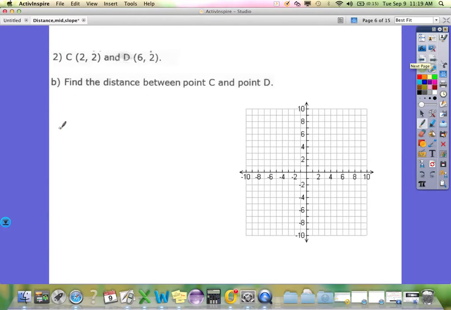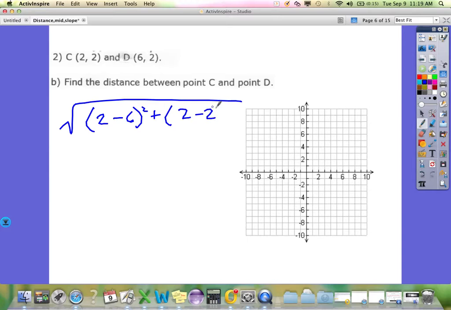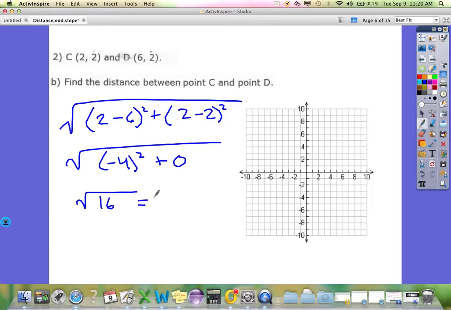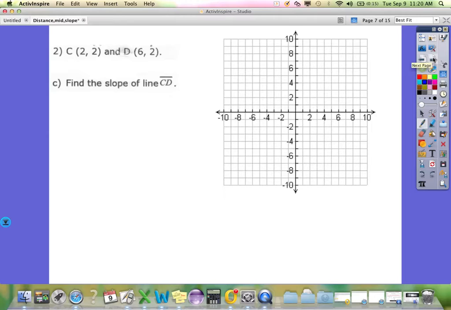Find the distance, same thing. So x minus x and y minus y. We have the same thing in here. We have a straight line, so I've got negative 4 squared plus 0 again. Square root of 16 is 4. And the slope, again, it was a straight line, so the slope is going to be 0 here as well if you graph that. So over 2 up 2, over 6 up 2. Straight line, slope is 0.